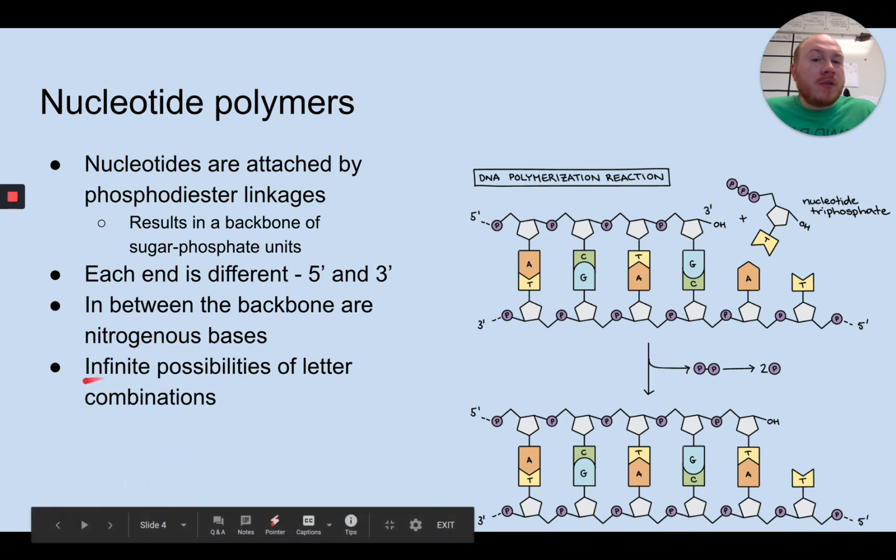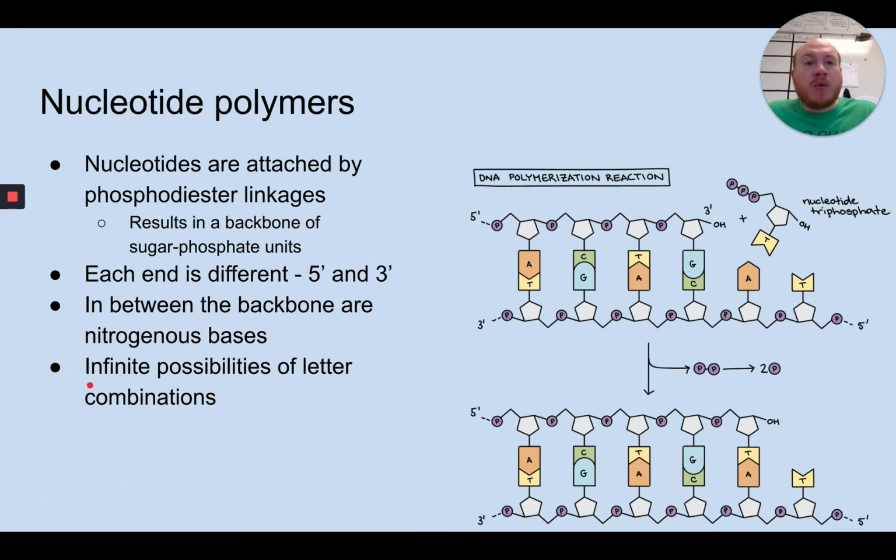And what's really interesting is because there are 4 letters, and the letters can be in any order and can be repeated and done in all sorts of crazy combinations, there's an infinite possibility of letter combinations, which means that there can technically be an infinite number of different kinds of proteins that could be assembled. It just depends on which proteins have evolved for whichever functions are needed.